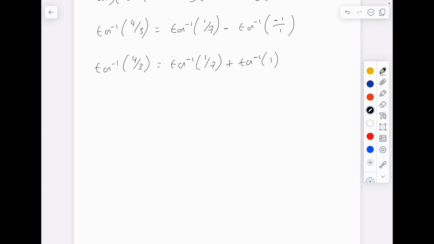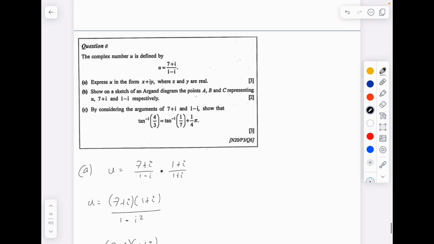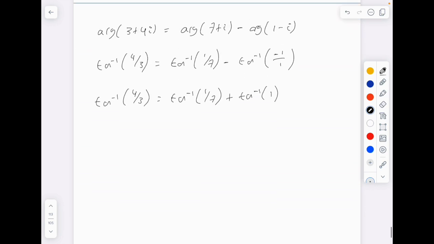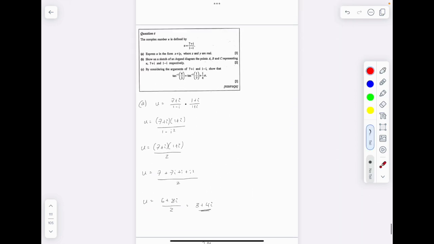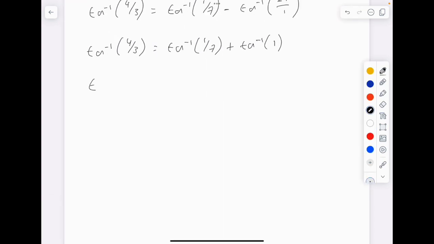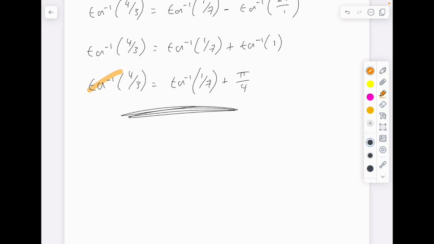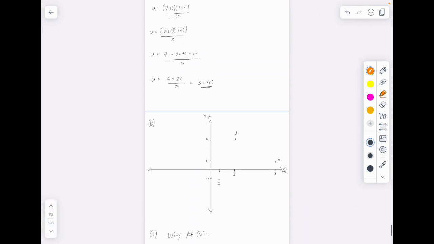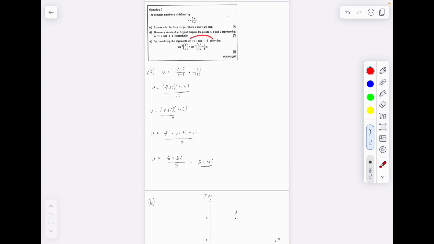What that tells us is if we go back up, yes, remember, they want it to get to this, right? So what this tells us here is that tan inverse of 4 over 3 is equal to tan inverse of 1 over 7 plus pi over 4, and that, guys, is going to be the final answer because we've shown it as the question required it up here.